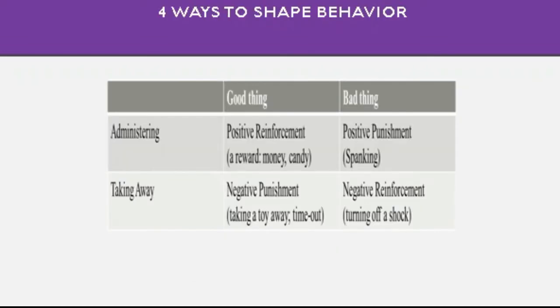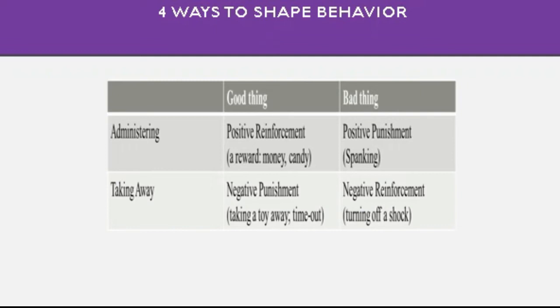So, there are 4 ways to shape behavior. Paano ba natin sineshape yung behavior? Okay, so there are 4. We have here administering. When we say administering, we are giving something. Okay? We have good thing, what we call positive reinforcement. This is a kind of way that you are giving a reward. Example, a reward, money, candy, and so on and so forth. Basta may binibigay ka doon sa subject mo.